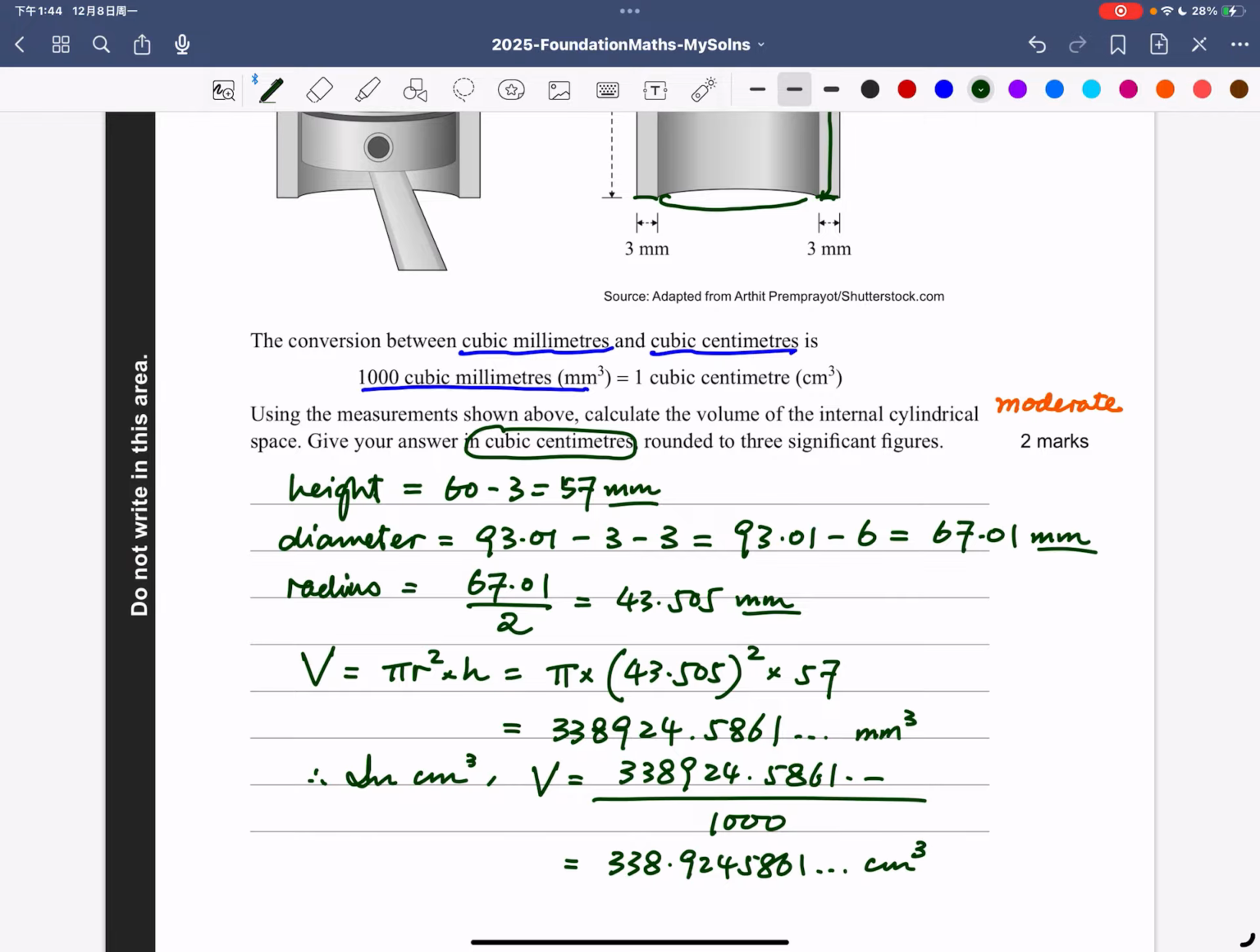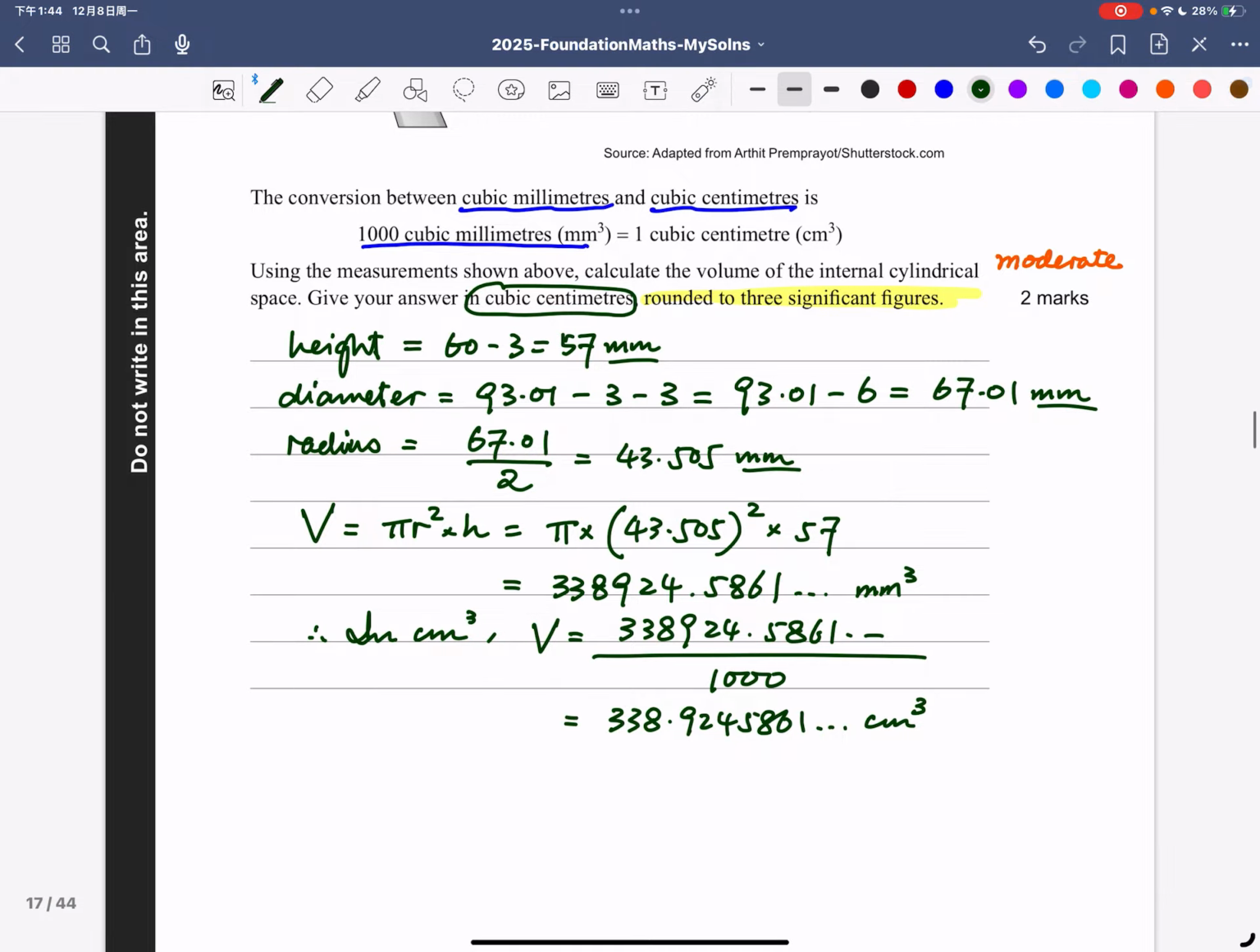And finally, the question needs you to round the answer to 3 significant figures. Therefore, you write it like 338.9, and this one should be rounded up, 339. Okay, so that's the final answer.